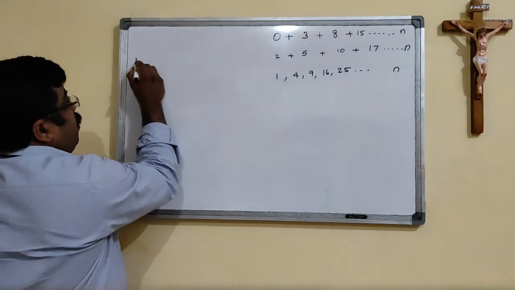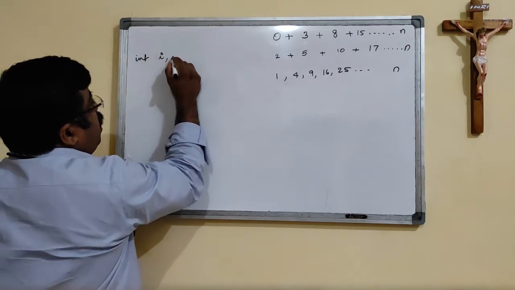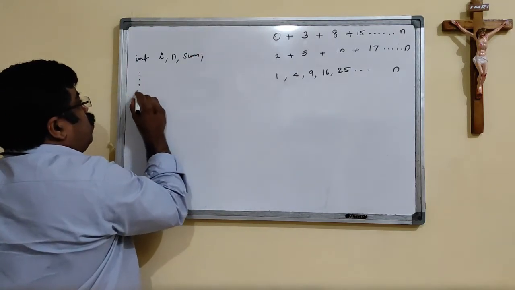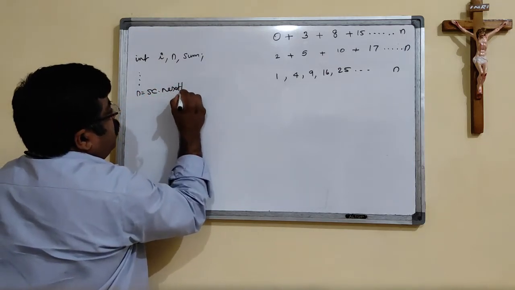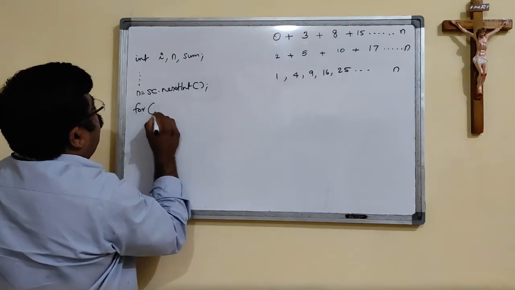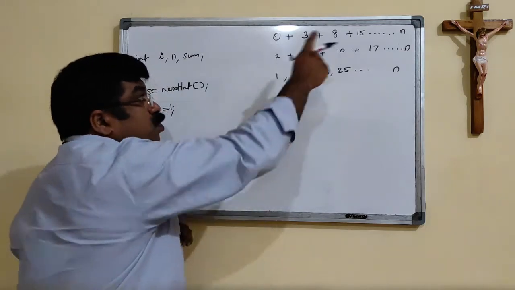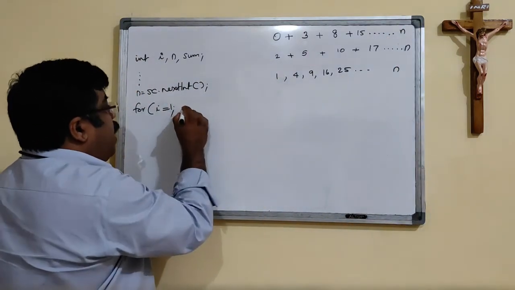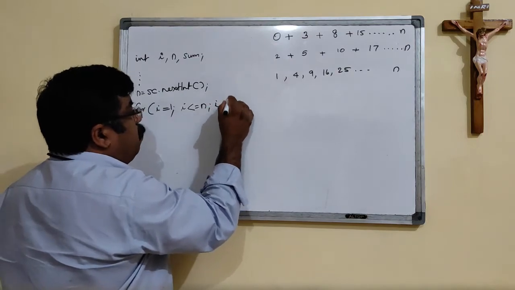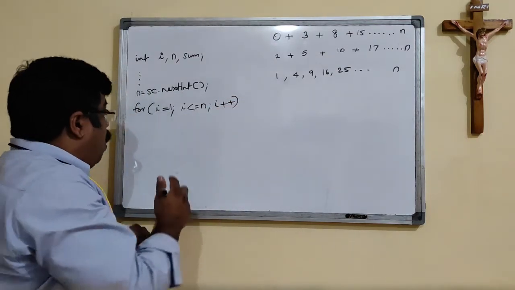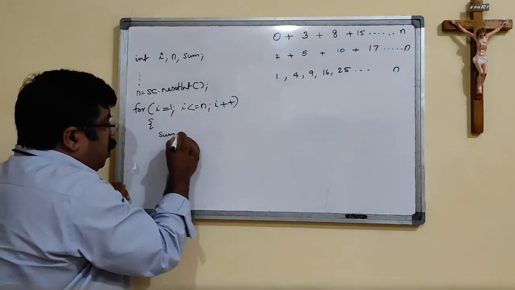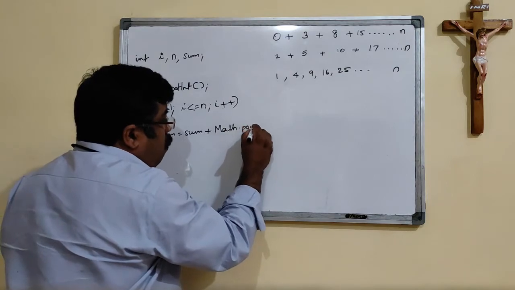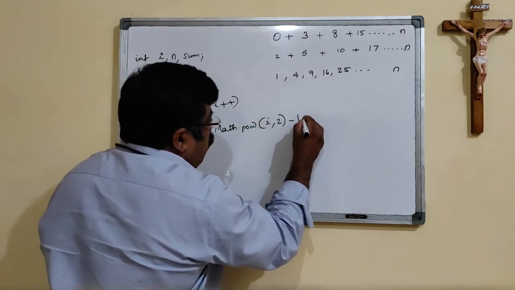Okay. So, we declare the variables int i, n, as well as the sum. Then n = sc.nextInt(). Afterwards we are giving the for loop for i = 1, up to where do we have to go? Up to n, so i <= n, i++. Now here you may give sum = sum + Math.pow(i, 2) - 1.